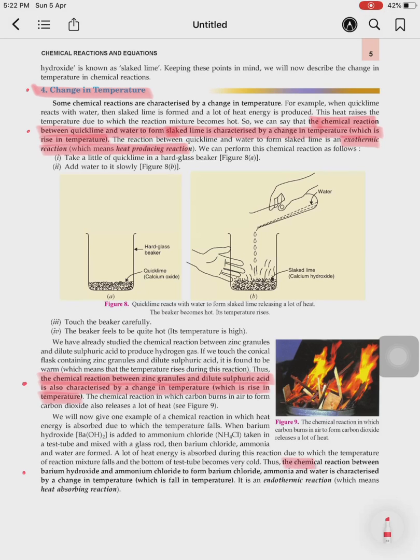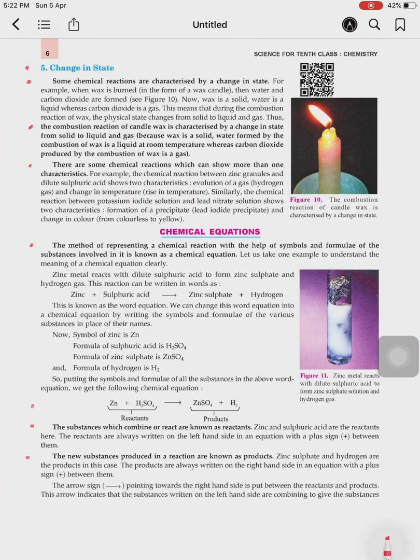Another example, the chemical reaction between barium hydroxide and ammonium chloride to form barium chloride, ammonia and water is characterized by a change in temperature, which is fall in temperature. So fall in temperature means energy is absorbed from the surroundings, hence it becomes an endothermic process. The final change that you will observe is change in state.